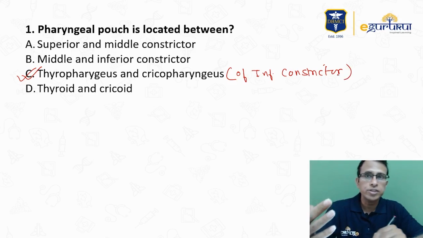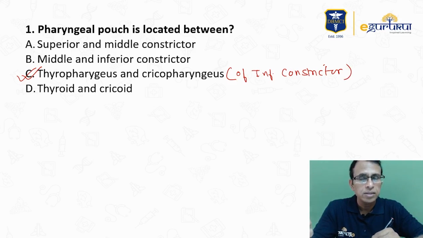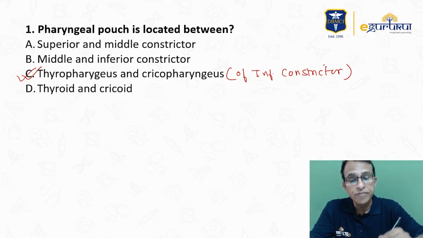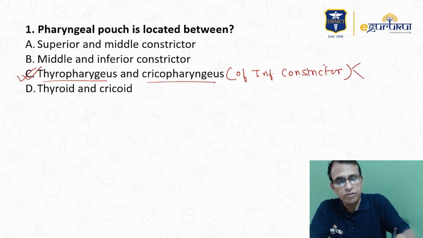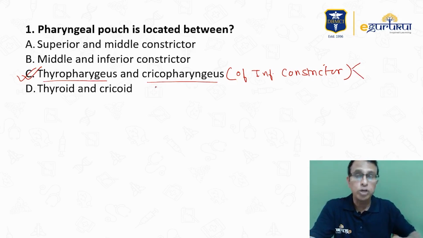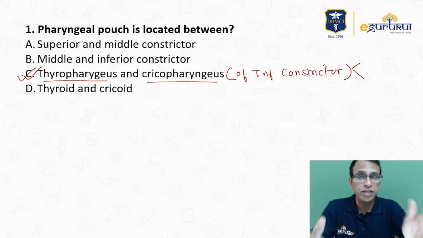There are three types of constrictor in the pharynx. Superior constrictor, middle constrictor, inferior constrictor. And the inferior constrictor is divided into two parts. One is called thyropharyngeus, that comes from the thyroid cartilage, and one is called cricopharyngeus, which comes from the cricoid cartilage. From the name you understand, cricoid to pharynx, thyroid to pharynx.